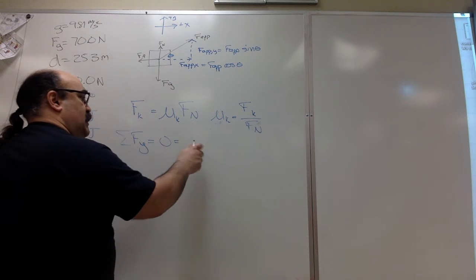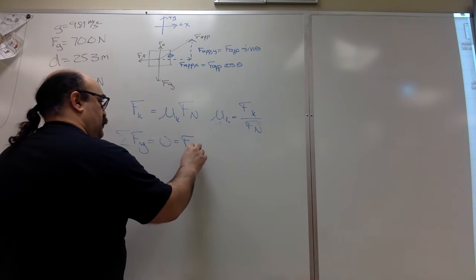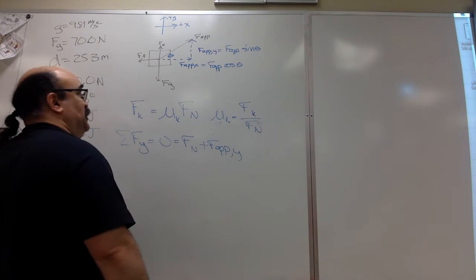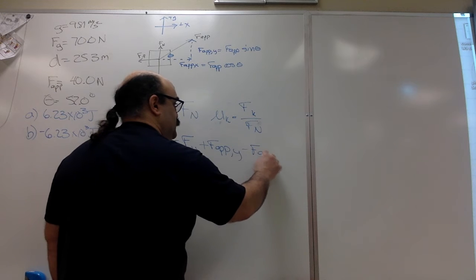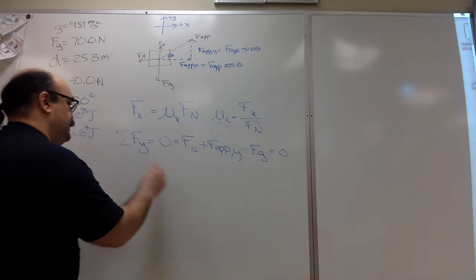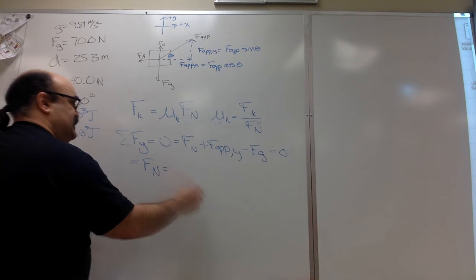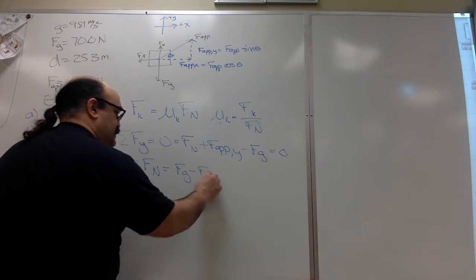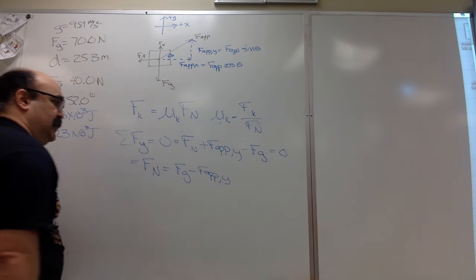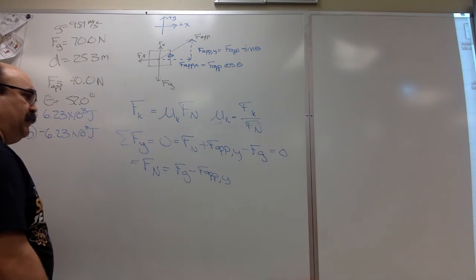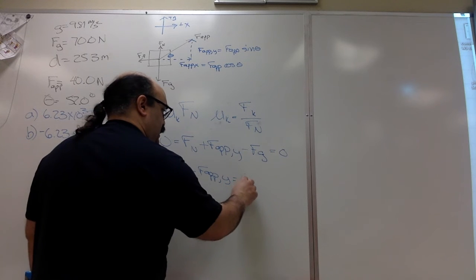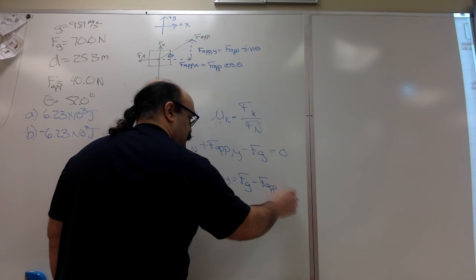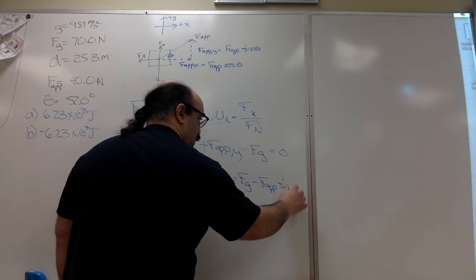If that is 0, we have the fact that my normal force plus my force applied in the y direction minus the force due to gravity must equal 0. So therefore, my normal force must simply be equal to the force due to gravity minus the force applied in the y direction. So here's my normal force, which is simply force due to gravity, which is our weight, minus the applied force times the sine of the angle.